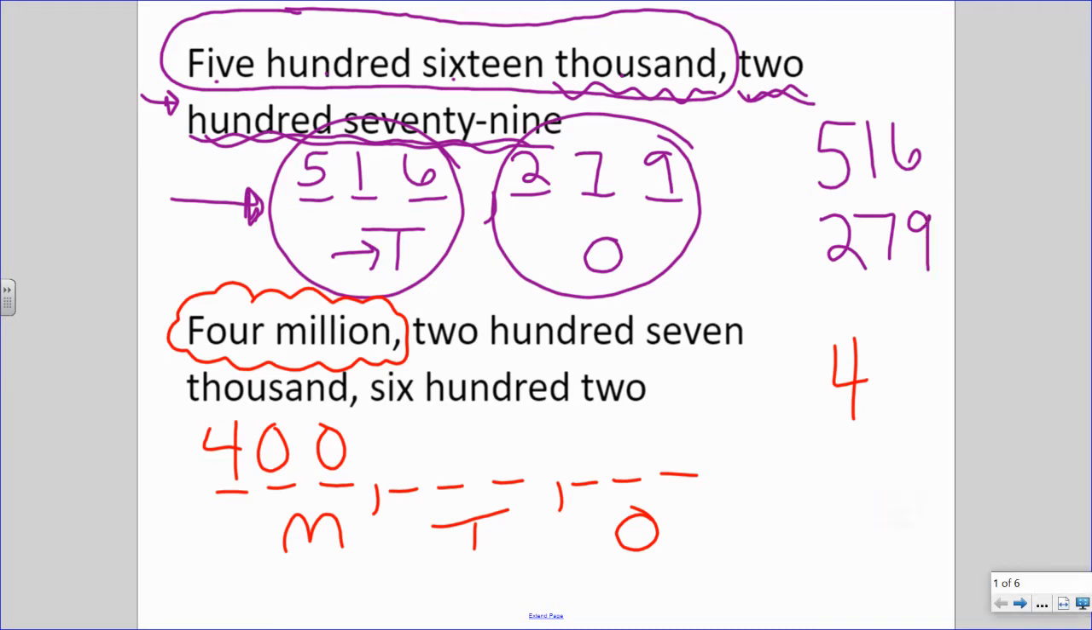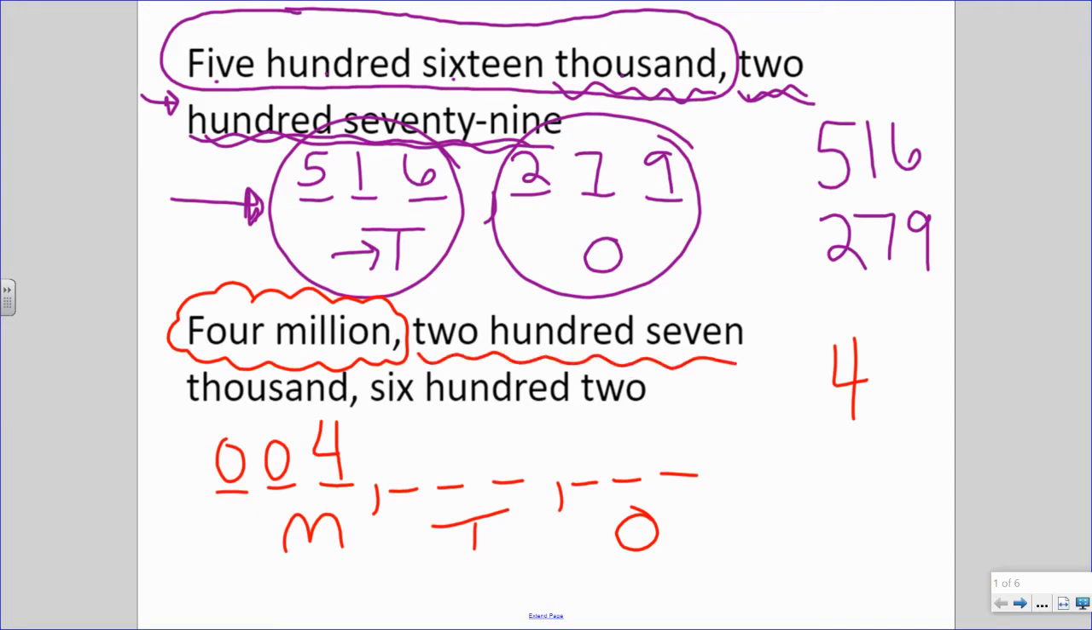So I need to make sure that when I fill in zeros to fill in empty spaces, which is my rule, it still says 4. So if I put the 4 here, you can see when I fill in my zeros into my empty parking spots, it still says 4. So now I'm ready to move to the thousands period.